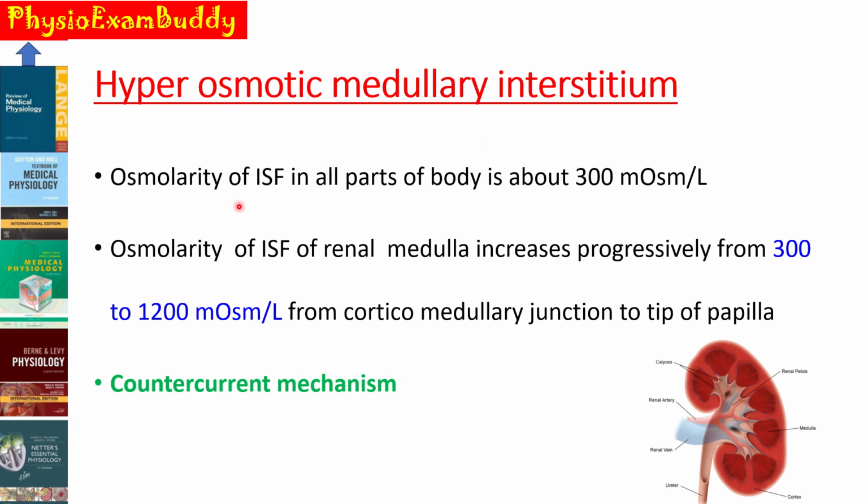You all know that the osmolarity of the interstitial fluid in all parts of the human body is about 300 milliosm per liter. And you know the two parts in the cross section of the kidney. The outer one is the cortex and the inner one is the renal medulla. So the osmolarity of the interstitial fluid in the renal medulla increases from 300 to 1200 from the corticomedullary junction to the tip of the papilla. And this progressive increase in the osmolarity is with the help of the counter current mechanism.